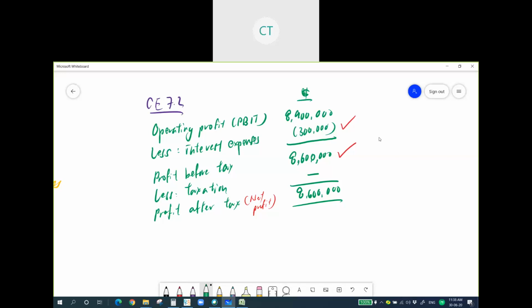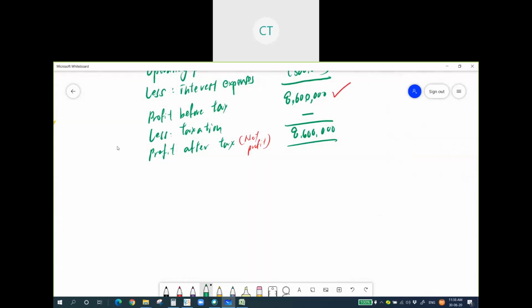So far so good. Can you follow this? Am I too fast in explaining this? No, not too fast, can follow. Alright, so basically this working helps us to identify profit before tax and also the interest expenses. So can we move to the next adjustment? Should be okay, right?